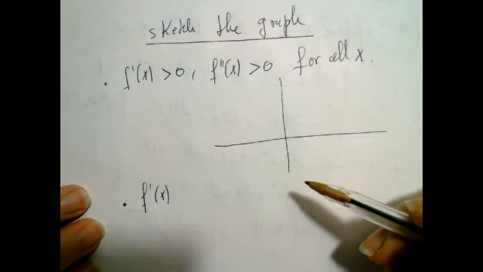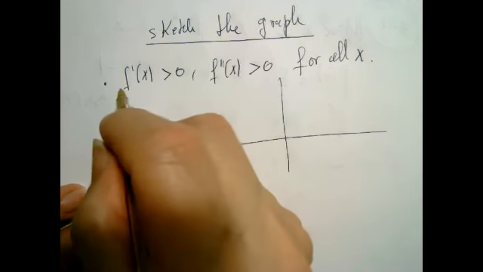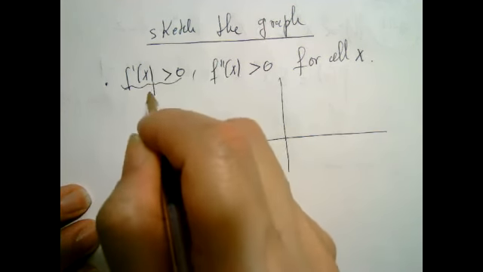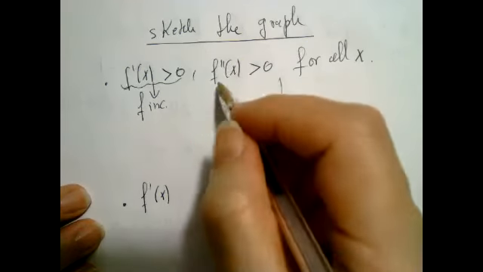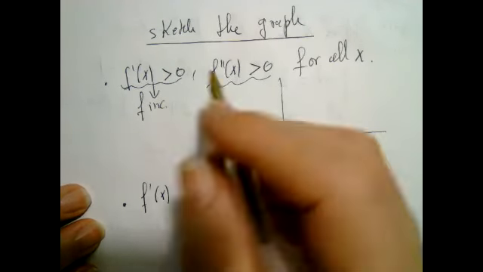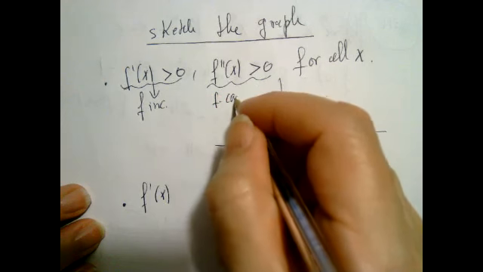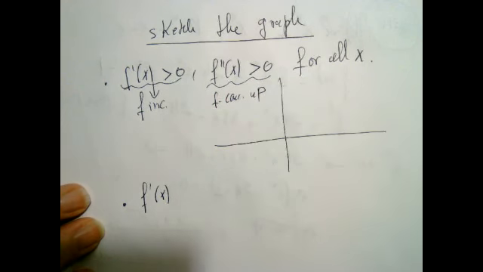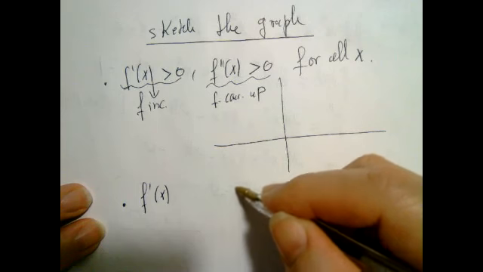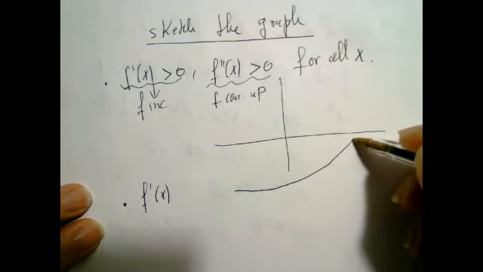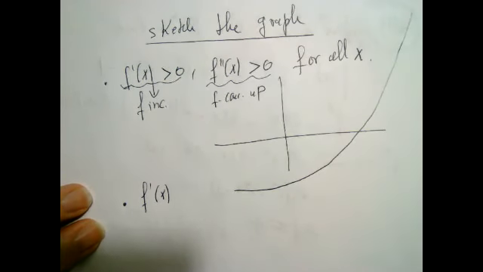Come on, guys. Okay. F prime positive, f increasing. F double prime positive, f concave up. Okay, that's how we're going to start slowly. So f increasing, concave up, increasing, concave up, increasing, concave up. Okay, so another one.